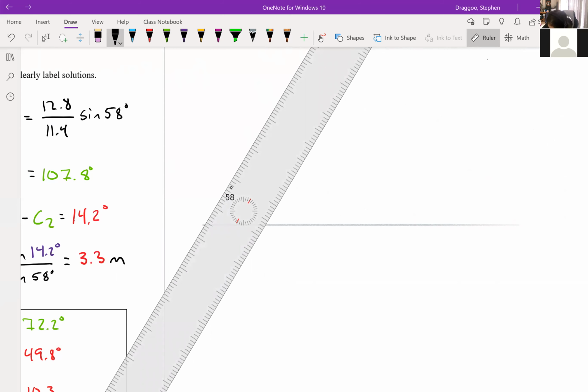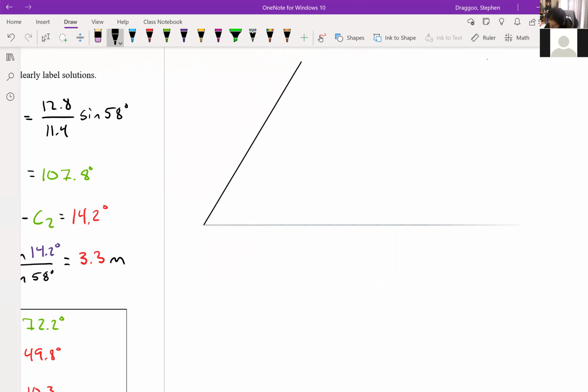And this is an actual side length, so I'm going to fill it in with a solid black line instead of the pencil line. And start labeling what we have. This is angle A, meaning I have a 58-degree angle. Now, the two sides that are attached to angle A must be sides B and C. I always know that side A is opposite angle A, so these two sides must be B and C.